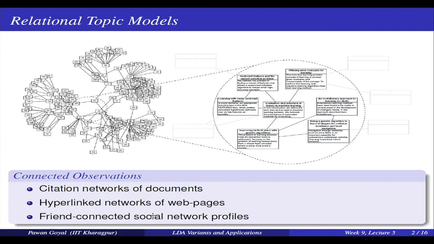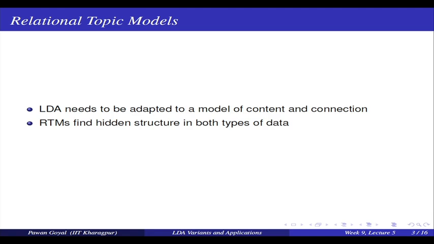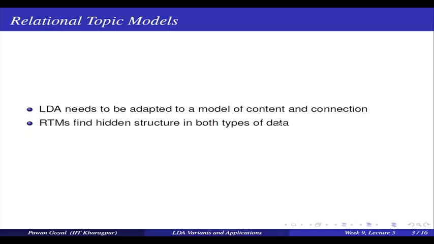Similarly, think about web pages. One web page might give a hyperlink to another web page. So again, these are observations that are connected. Then you can talk about friends, connected friends in a social network profile, where the profile is kind of the document, and the connection is what you are trying to model. So now the question is, can we adapt our LDA model such that it can take care of not only the content but also of this link? That is, can both content and connection be handled by the topic models?